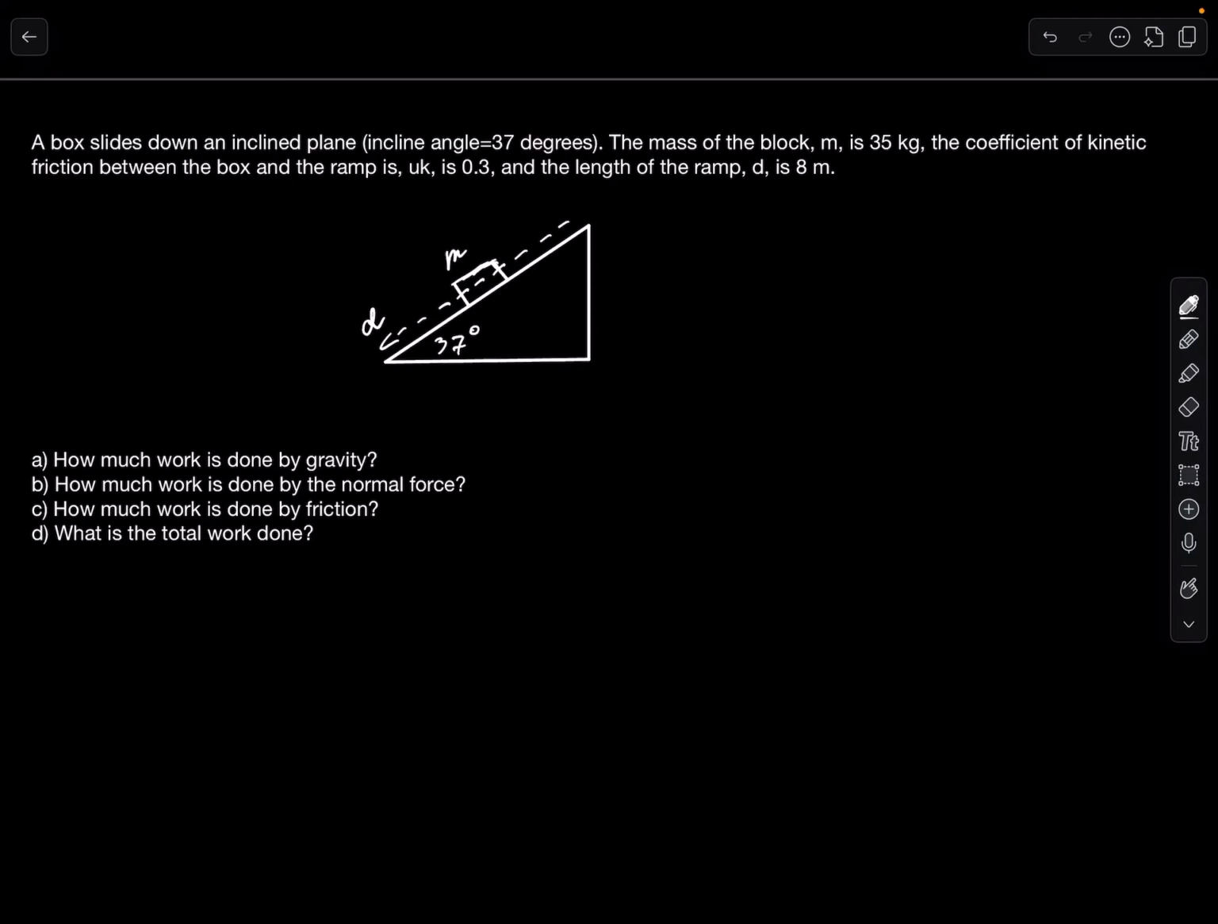Hello everyone, today we're going to take a look at a pretty simple mechanics question that deals with inclined planes, friction, and most importantly work. Let's introduce the notion of work, or just review. If you already know what work is, then we're just going to refresh our memories and keep rolling.